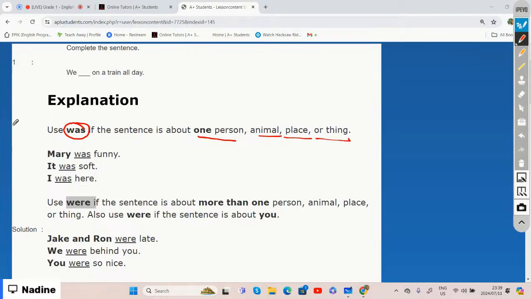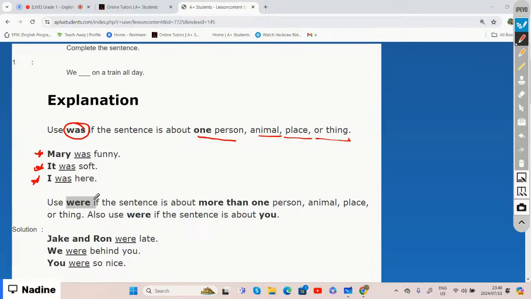So we can, for example, say Mary was funny. She's not now, but in the past, which is yesterday, Mary was funny. It was soft. Or we can also use was when we talk about I. You say I was here, because I am one person. Then we use the word was.